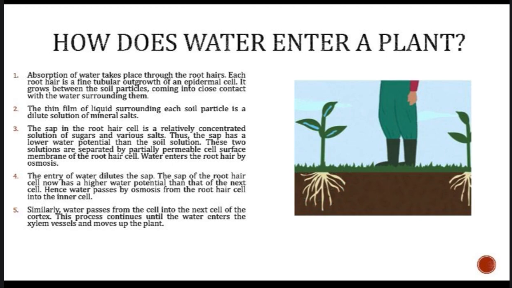You need to know the process of osmosis, just lightly for this chapter, so just understand that it concerns water and the transport of it through a partially permeable membrane. The entry of water dilutes the sap, and the sap of the root hair cell now has a higher water potential than that of the next cell. However, the water passes by osmosis from the root hair cell to the inner cell and then up. Similarly, water passes from the cell into the next cell of the cortex. This process continues until the water enters the xylem vessels, moving up the plant.